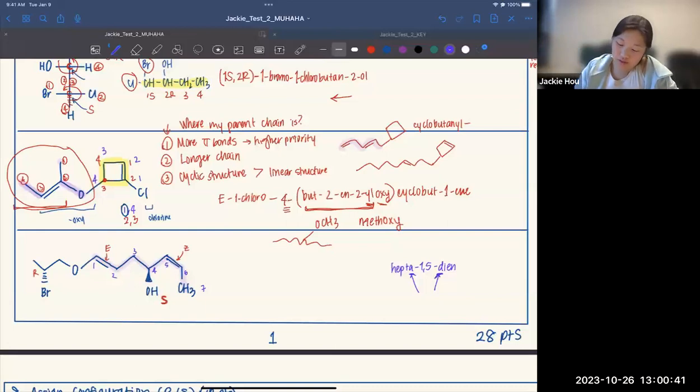Hepta-1,5-diene, and then I know that my OH is going to be ending it, so it's at 4. Okay. And now it's time for me to name my branch. I know that it's connected to oxygen, and I can number it like this: 1, 2, 3. It's going to be a propan-1-ol. And then I know that this is going to be ending in oxy as well.